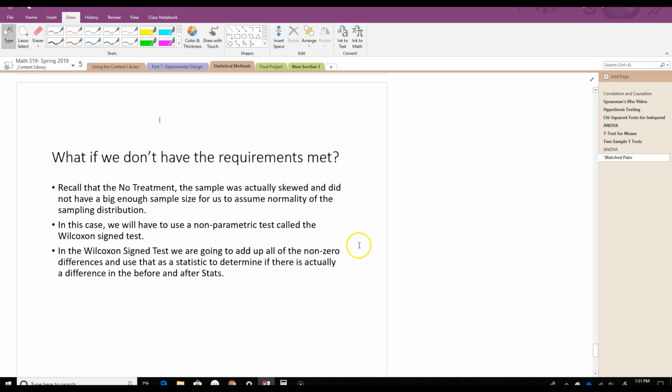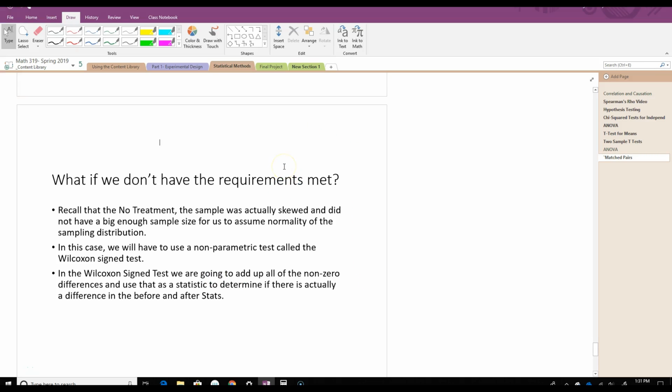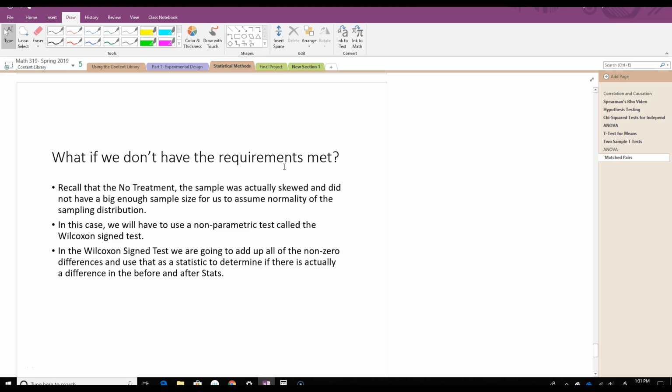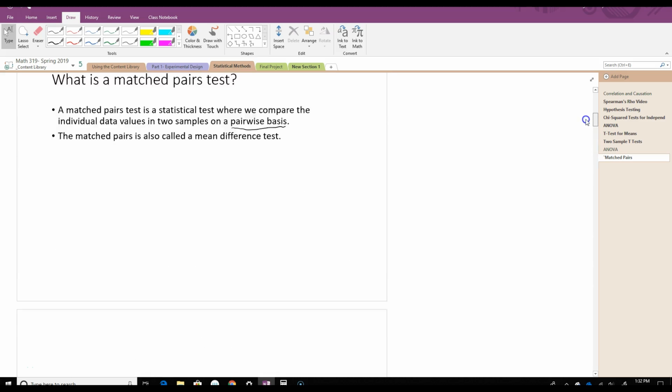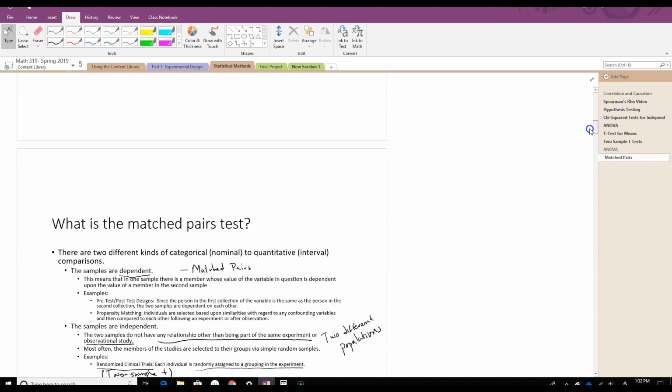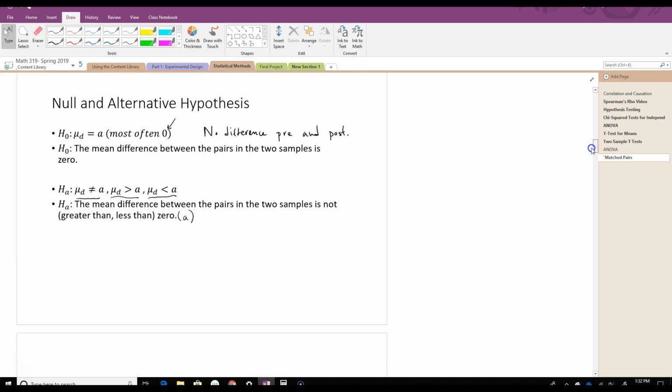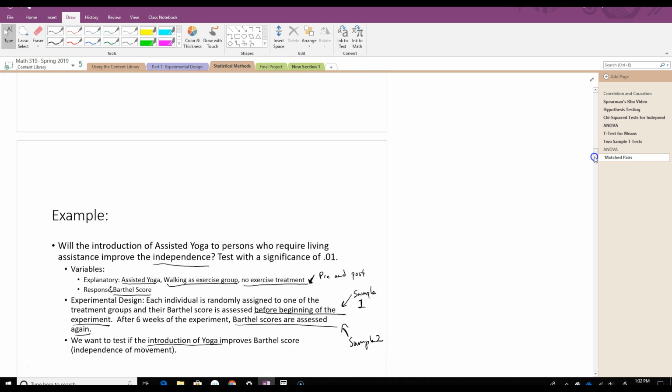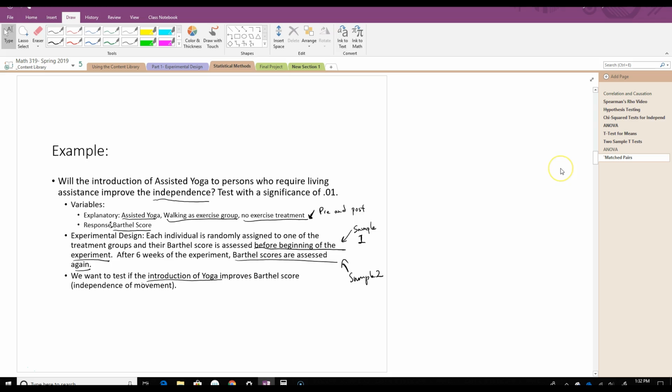So this mini lesson is about what's called the Wilcoxon sign test. What we're basically going to talk about here is the problem that we had before. Just to remind you of it really quickly, from our matched pairs, we were asking ourselves, will the introduction of assisted yoga to persons who require living assistance improve their independence? And we wanted to test this with a significance of 0.01.